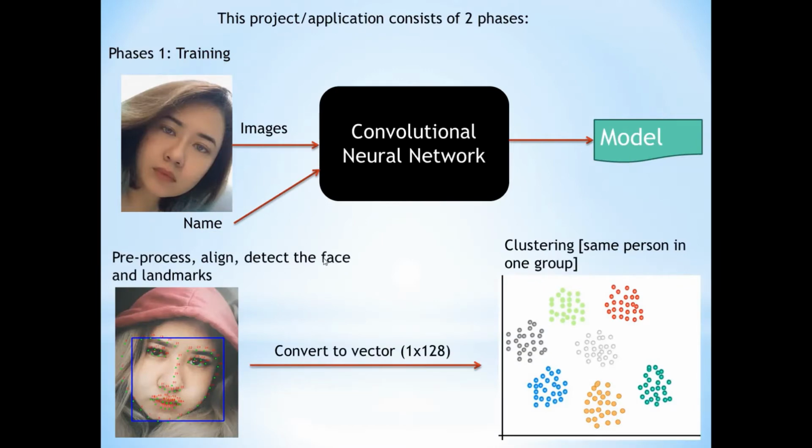For the training, for sure we cannot directly input a raw image to the convolutional network. First we have to pre-process it: convert from BGR to RGB, and align the face, because most of the images will not be aligned, as we can see here. We also have to detect the face first, then detect the landmarks, the points surrounding the face details. We use the Dlib library to do all this, the face detection and the landmark detection. After that, we convert this information into a vector of 1 by 128.